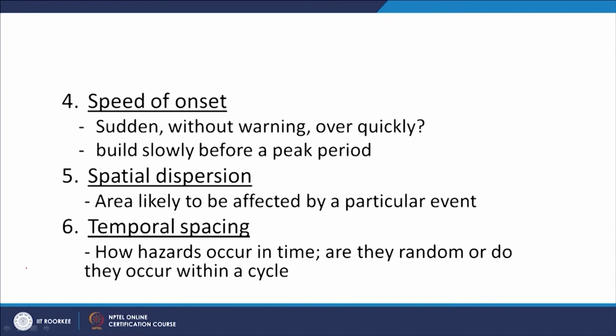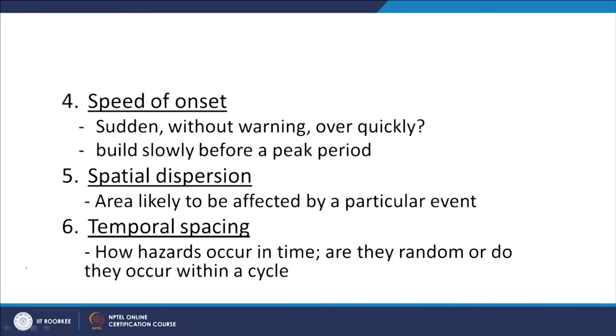Now another important feature is the speed of onset. If we consider a flood, is it a flash flood, very sudden, without warning, very quick, or is it a kind of slow process? In case of cyclone, we have much time to predict, so we can prepare ourselves, we have a better early warning system, and we can take time. But in case of earthquake, we don't have any time. It is very sudden. Or in case of flash flood, we have less time compared to other kinds of flood. So speed of onset is very important when you are considering hazards in disaster risk management.